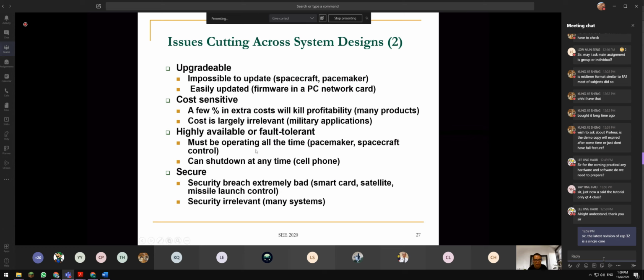devices. Okay, then highly available and fault tolerant. Okay, same like what I told you, to operate all the time. Pacemaker, can't shut down all the time. Cell phone, it doesn't matter. You cannot allow pacemaker to shut down. Okay, so you make sure that it operates all the time. Okay, they got a backup battery or backup, I don't know, something backup, to prevent things from malfunctioning.